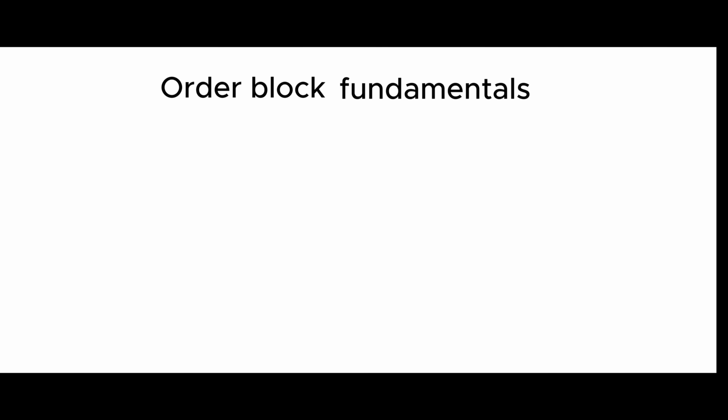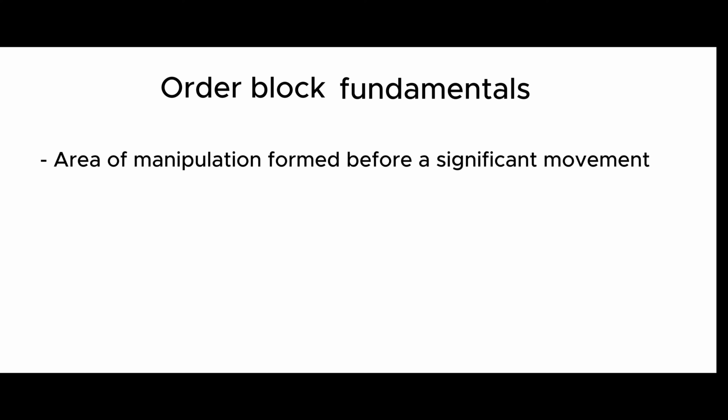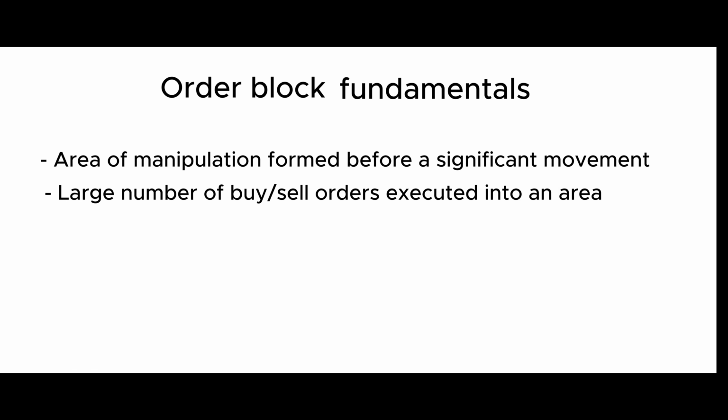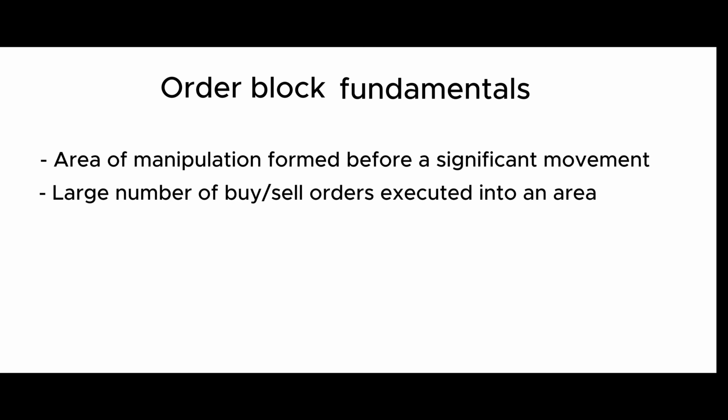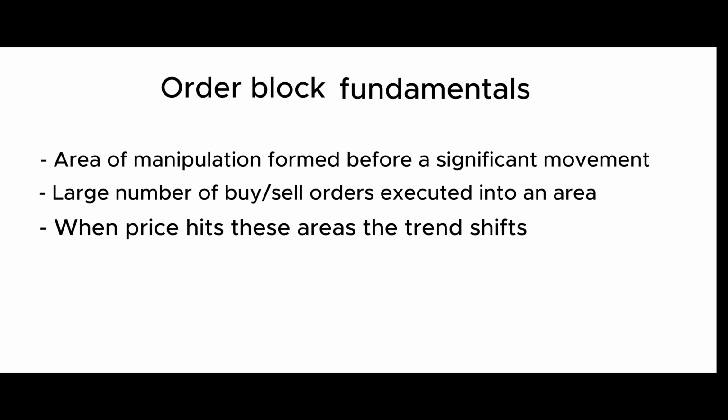The order block is an area of manipulation formed just before a significant price movement. Traders see these zones as areas where a large number of buy or sell market orders have been executed. So by knowing this information, we can potentially take advantage of higher probabilities of trend reversal when the price hits these areas. Now on to the second chapter, which is the structure of the order block.